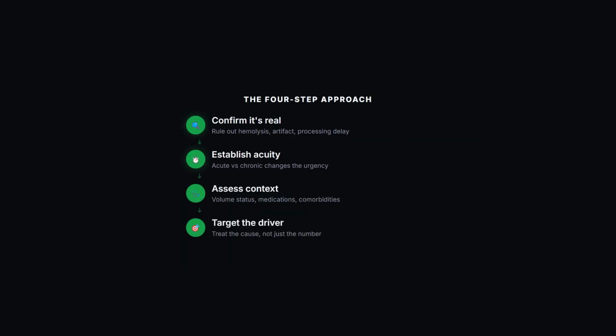Run every abnormal value through the same 4-step filter before you act. Confirm it isn't an artifact: hemolysis, delayed processing, or a line draw. Establish acuity, since the same number carries different risk if it developed over hours versus weeks. Assess volume status and context. Only then target the underlying driver, rather than chasing the number in isolation.